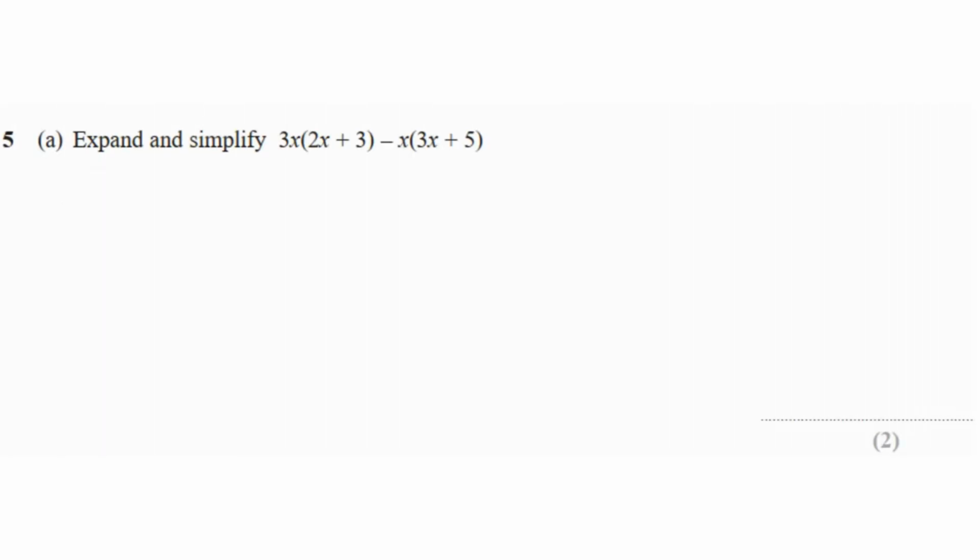Then it says expand and simplify. So again, very similar to the question that we just did. Multiply 3x with 2x, 3x with 3, negative x with 3x, and negative x with 5. So that's 6x squared plus 9x minus 3x squared minus 5x. 6x squared minus 3x squared is 3x squared. 9x minus 5x is plus 4x. So that's your answer.